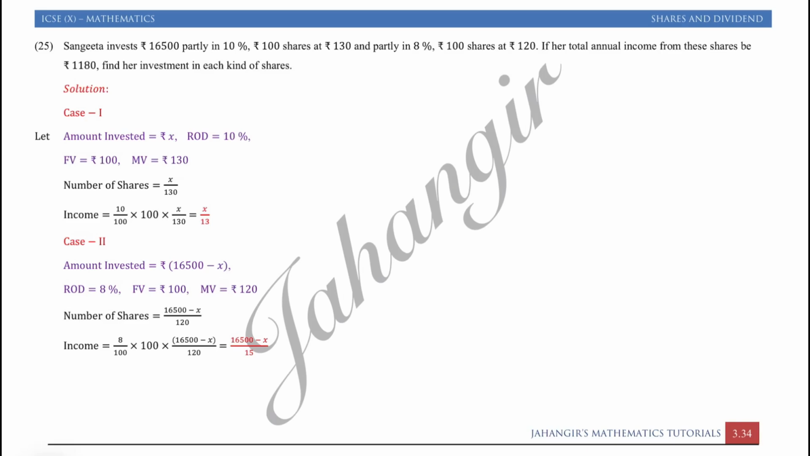Question number 25. Sangeeta invests rupees 16,500 partly. Again here we have two parts. Partly means it's not half. So here we will say case 1. Again in case 1, let amount invested be equal to rupees X.